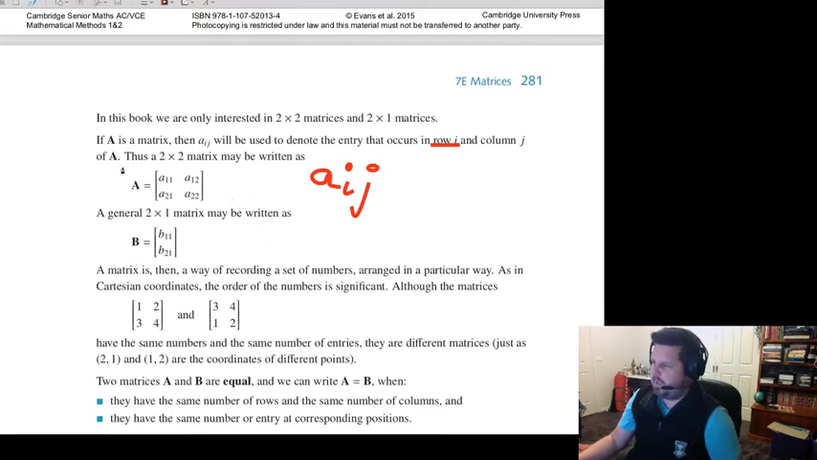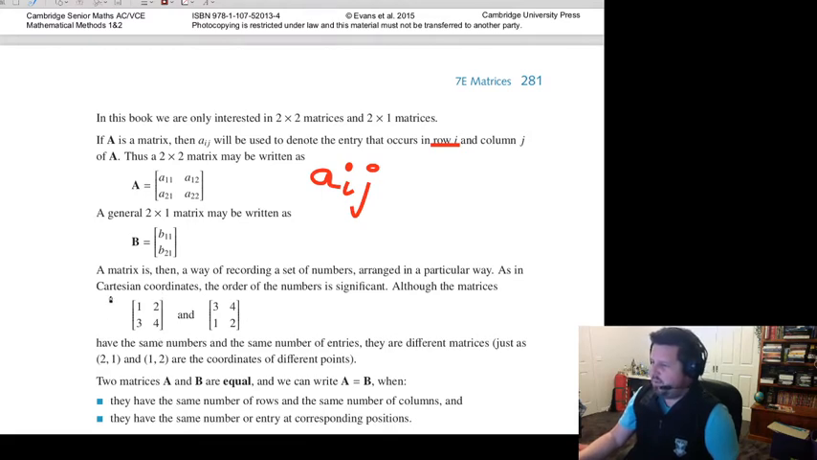Pretty important to understand that. You could be given a matrix and asked, what is the element in position a22? You'd have to be able to look up what number is in that position in the matrix. It says here, a matrix is a way of recording a set of numbers arranged in a particular way, like you write down Cartesian points on coordinates. The order in which we put them is significant. When we talk about Cartesian coordinates, we always write the x value, comma, the y value. Here, when you put the numbers in the matrix, the position you put them in is important.